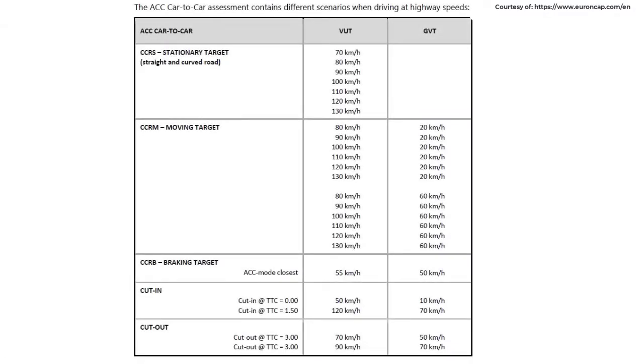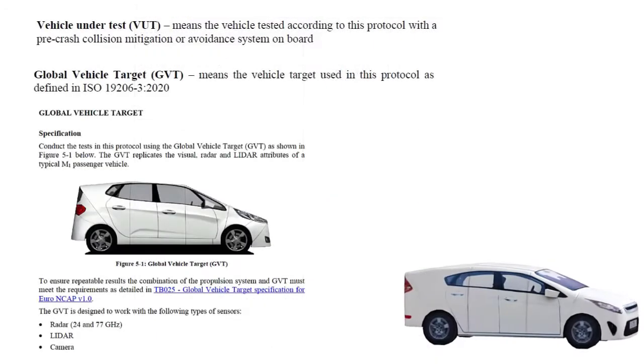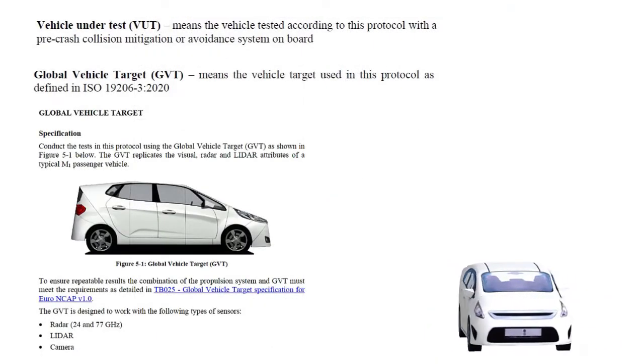The entire list of the Euro NCAP ACC tests can be seen here in this summary from the Assisted Driving Highway Assist Systems Test and Assessment Protocol. In this list you also see VUT, which stands for Vehicle Under Test, or the ego vehicle, and GVT, which is the Global Vehicle Target that we mentioned before. Here are a few more details about the VUT and GVT.